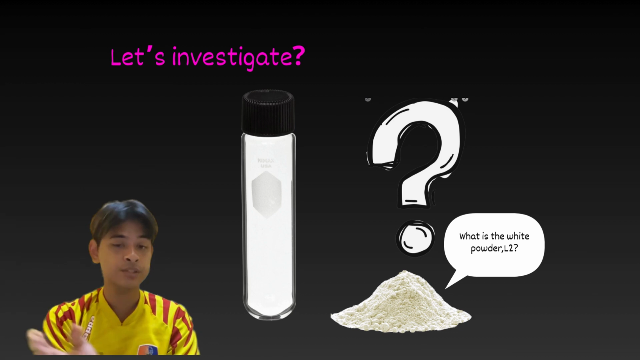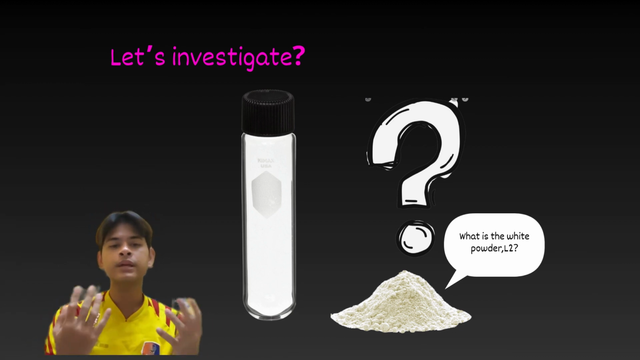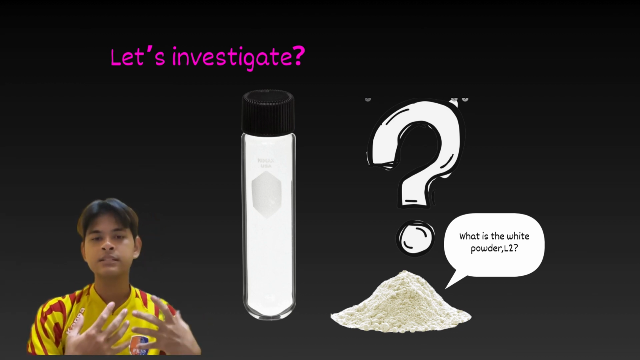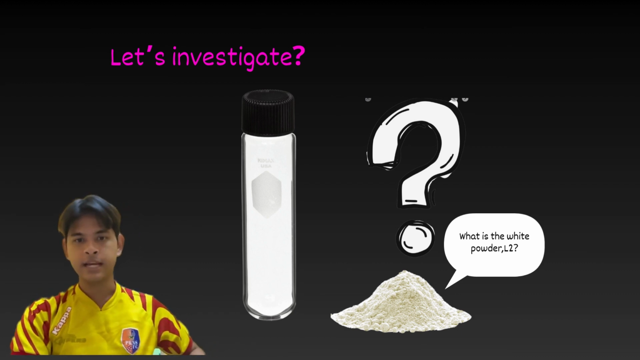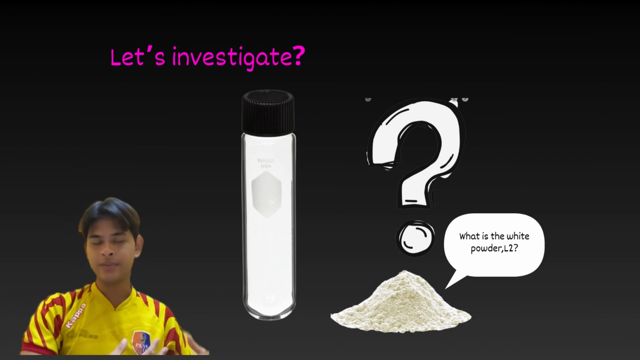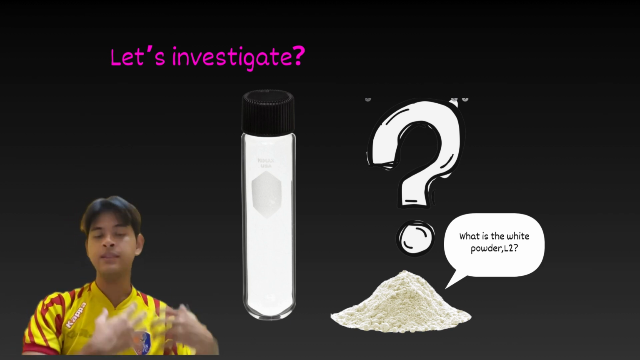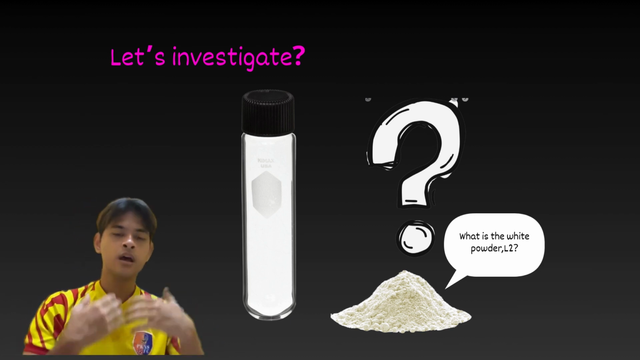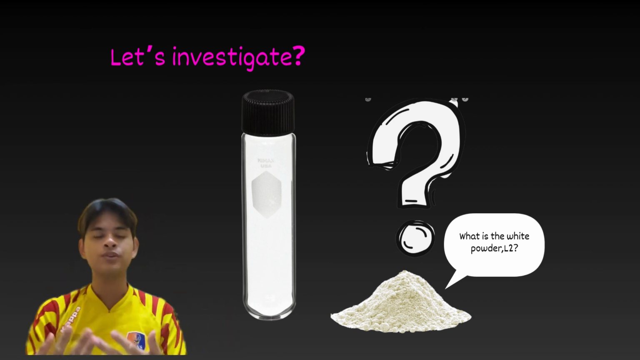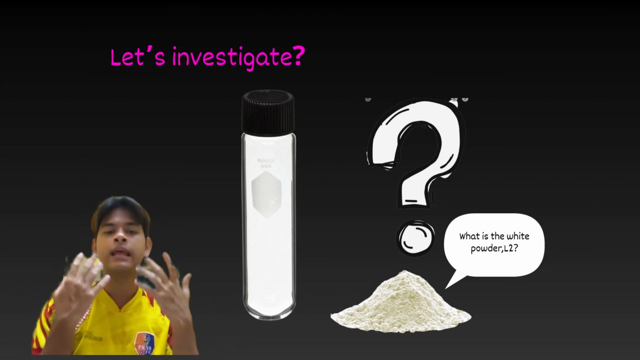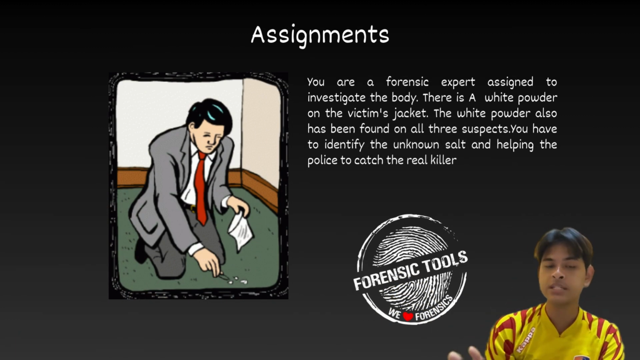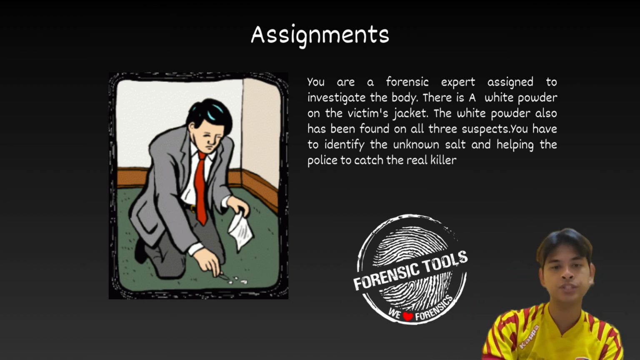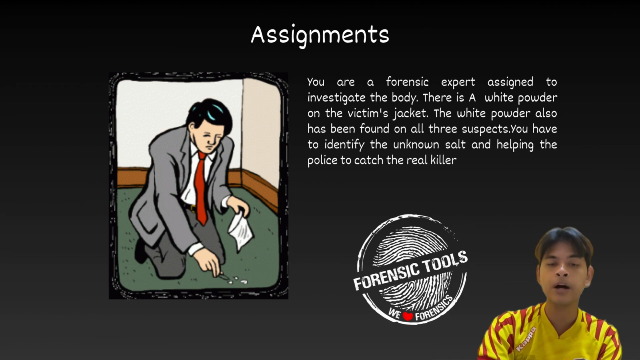Based on the chronology earlier, we know that there is a white powder in the jacket of the victim. So what they need to do is analyze the white powder and tell us what anions and cations are present in it. This is basically the question, the assignment that is given to the students in order to solve the case.